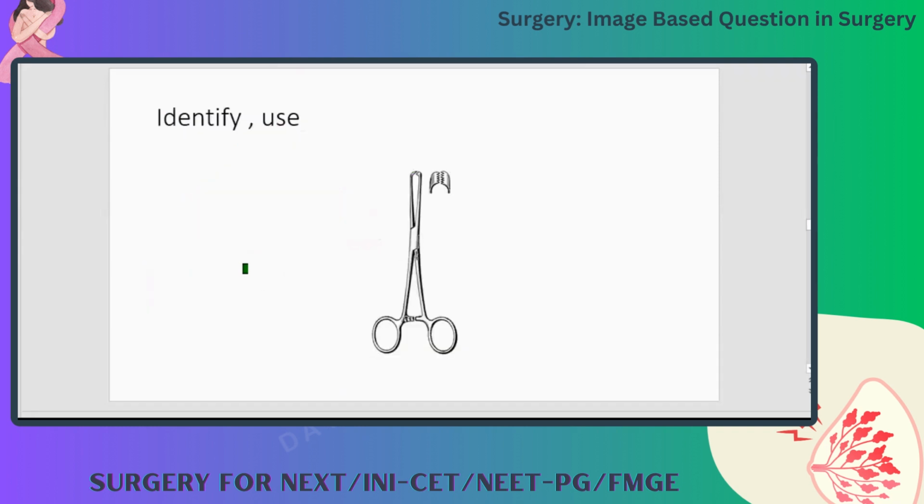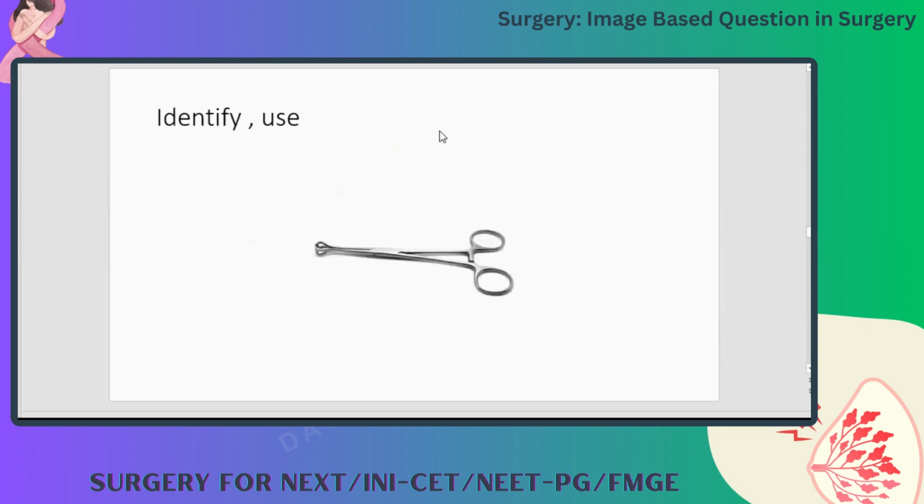And what is this? This is a forceps, Allis forceps. See here, the arrangement of the teeth is like this. It is used to hold tough structures like rectus. This is an Allis forceps.